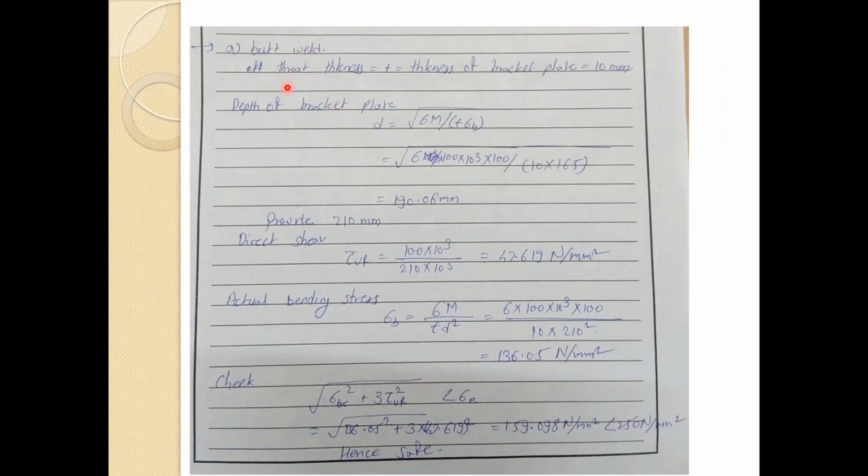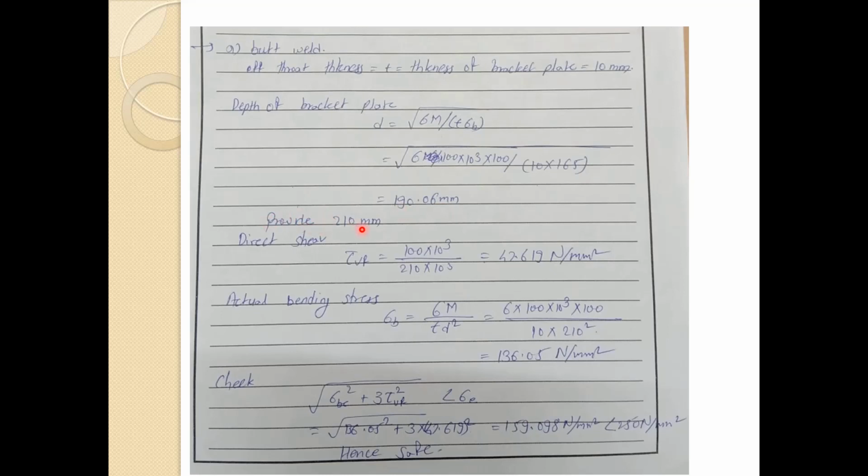Moving further, first we are going to design with the butt weld. The effective throat thickness in case of butt weld is T, that is the thickness of the bracket plate. We have the 10 mm bracket plate. So the depth of the bracket plate, D equals under root 6m divided by T into sigma B. So 6 into 100, that is force, into 100, that is eccentricity, divided by 10 into 165. So we are getting here 190.06 mm. We are providing the depth of 210 mm.